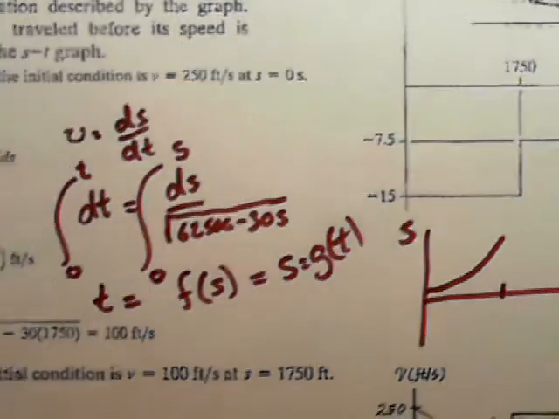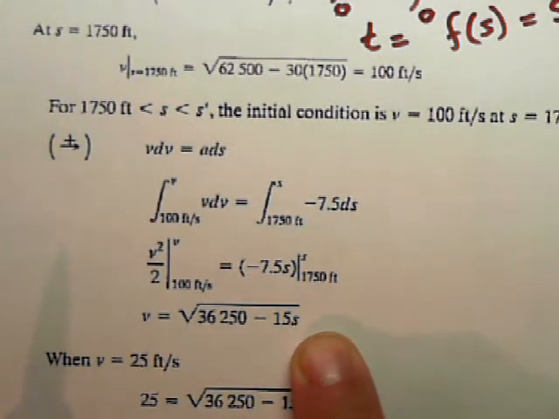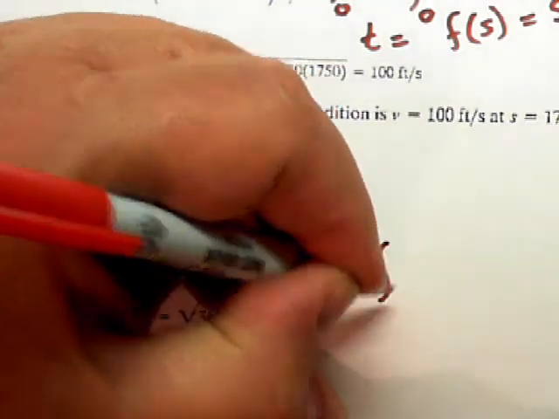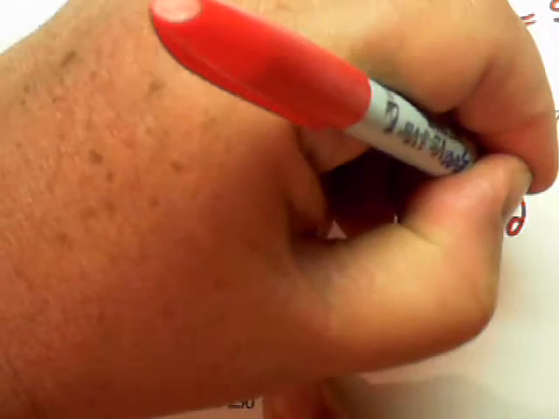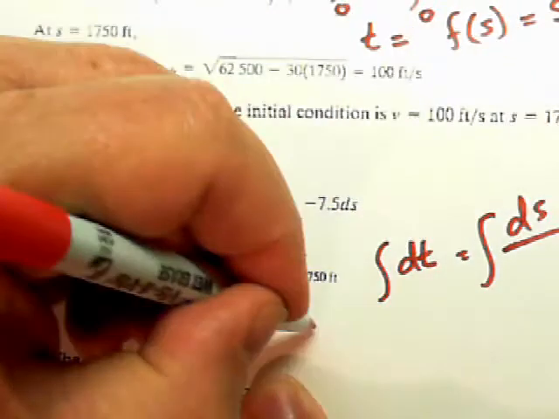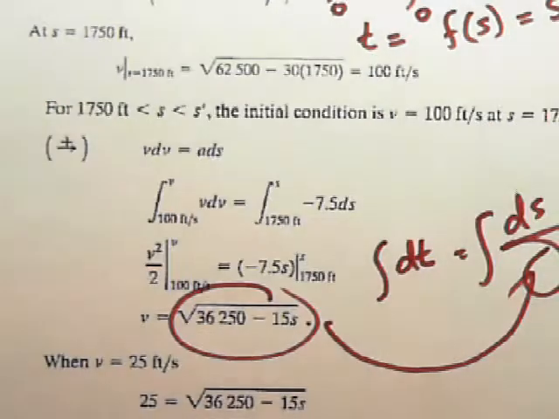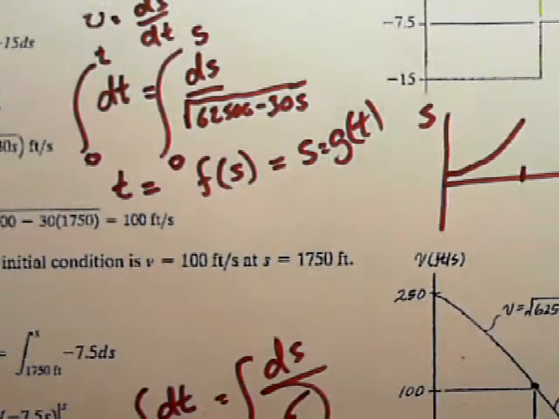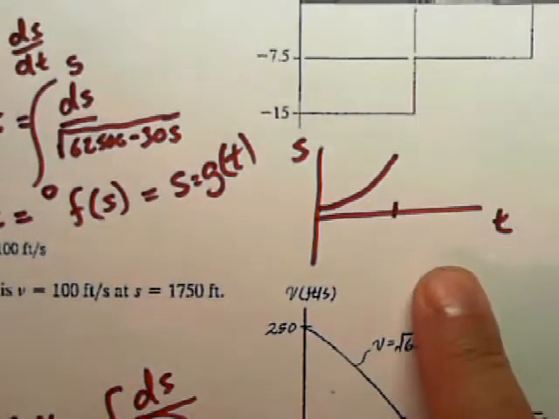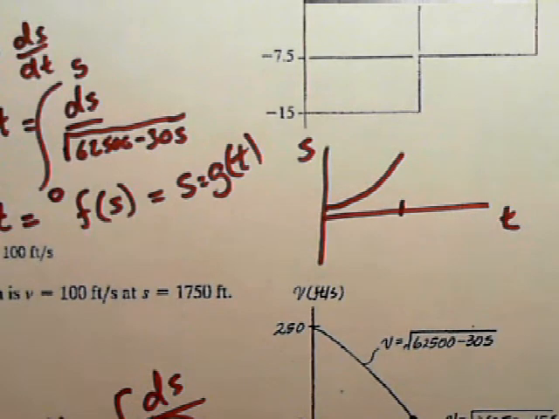Okay, and then we do the same thing here. Given v of s, we would do an integral dt equals an integral ds over this v of s right here, and that would give us another equation. Plotting both equations, we would have an s of t graph. I'm not going to carry it any further. If you want to work out the rest of the math, you're certainly welcome to. And that ends the discussion on this problem.